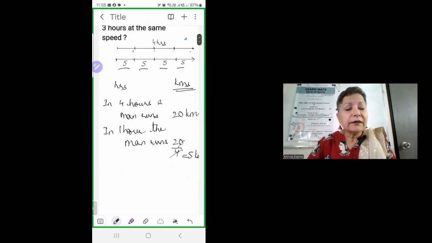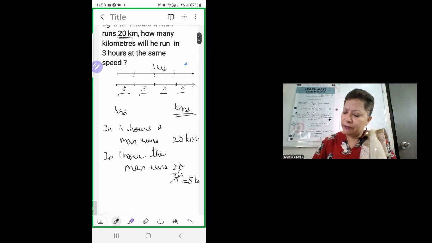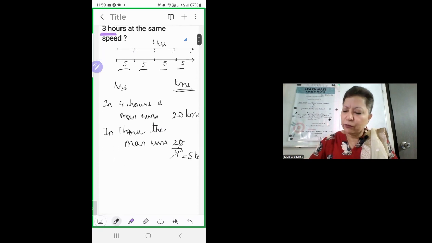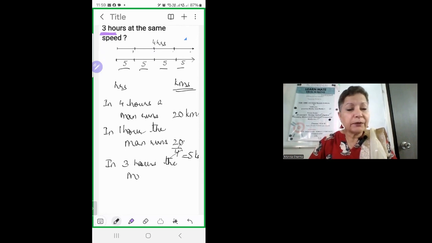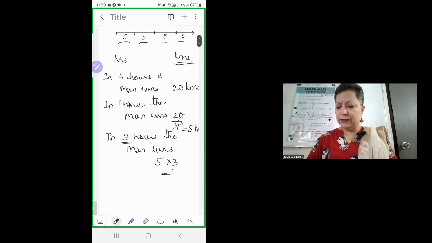Now you found out for one. Now from one, you need to find out for many. So we have to find out actually for how many hours? We have to find it out for 3 hours. So from one, we now try and move to 3 hours. In 3 hours, the man runs. And remember what we do for finding out for many? We used to multiply. So the man runs, we found out for 1 hour, so this is 5 into this 3, which is the 3-hour variable. And so we get he runs 15 kilometers.